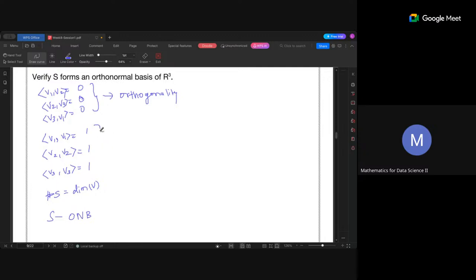Right? Now this condition gives normality. So both of these give orthonormality. Now this condition tells you that S is a basis. So these combined will give you an orthonormal basis. Okay?